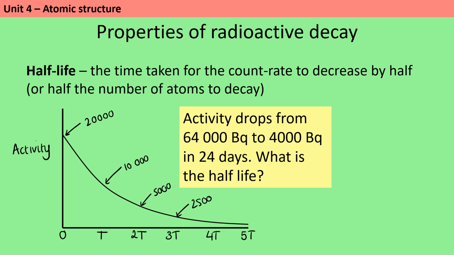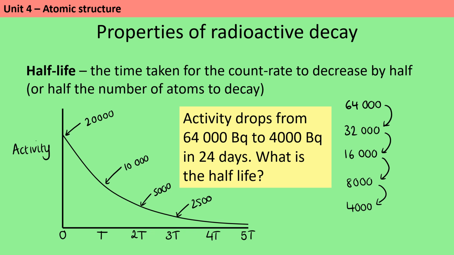Now you might also get a question where you don't have a graph and instead they give you some numbers like this. So my little yellow box, it's not related to the graph, it's just a similar question but without a graph. So here we're asking, what's the half-life if it takes 24 days to go from 64,000 becquerels to 4,000 becquerels? So the trick is you need to see how many times has the activity halved. So we start off at 64,000, go down to 32,000, go down to 16,000, so each time I'm halving it. And then the crucial thing is that we're looking at how many times it has halved.